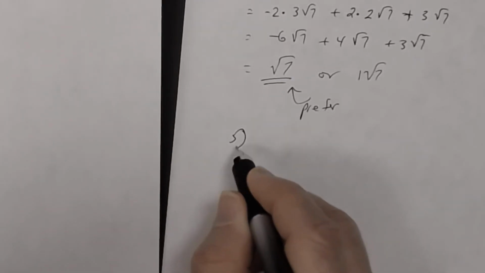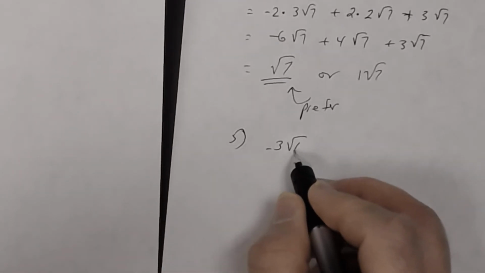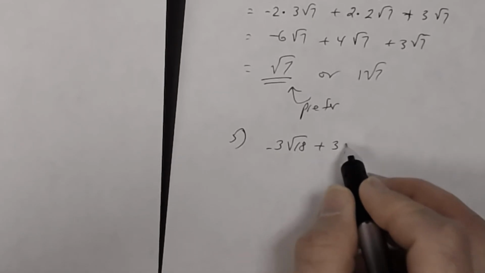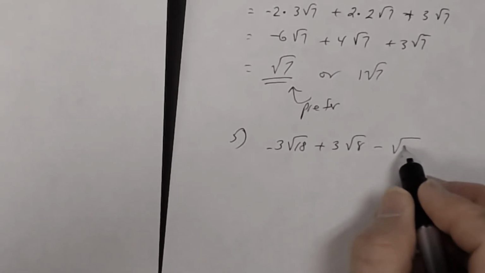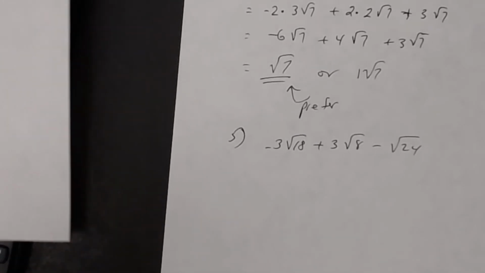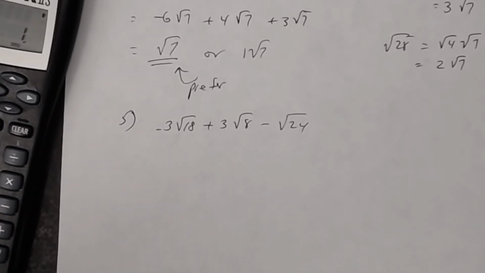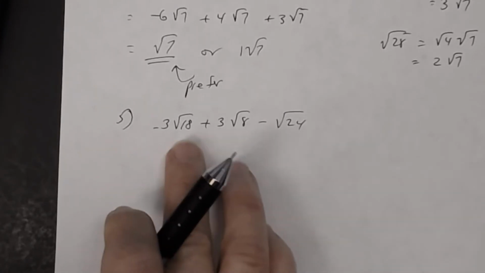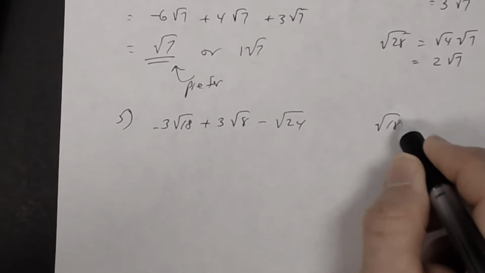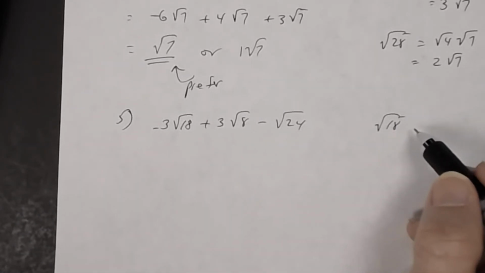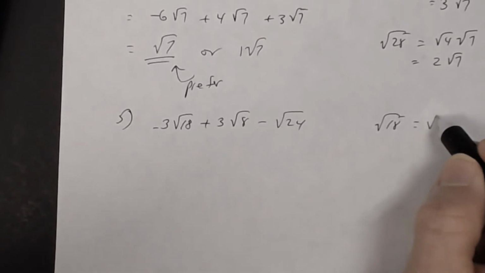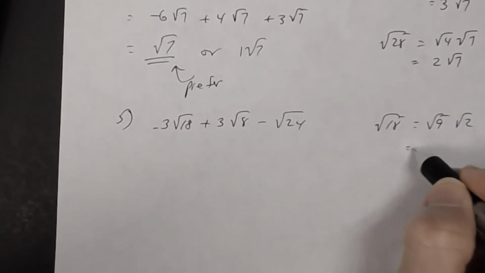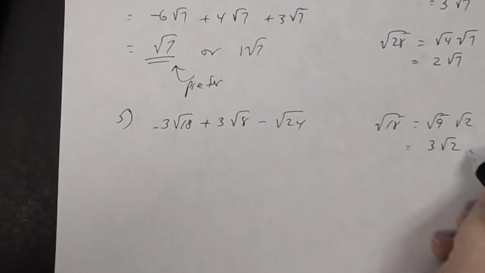All right, now let's look at number 5. So number 5, we have negative 3 square root of 18 plus 3 square root of 8 minus the square root of 24. All right, so we've got to simplify each radical. So let's look at the square root of 18 first. What's the largest perfect square that goes into 18? 9. So it'll be the square root of 9 times square root of 2. And the square root of 9 is 3, so I get 3 square root of 2.